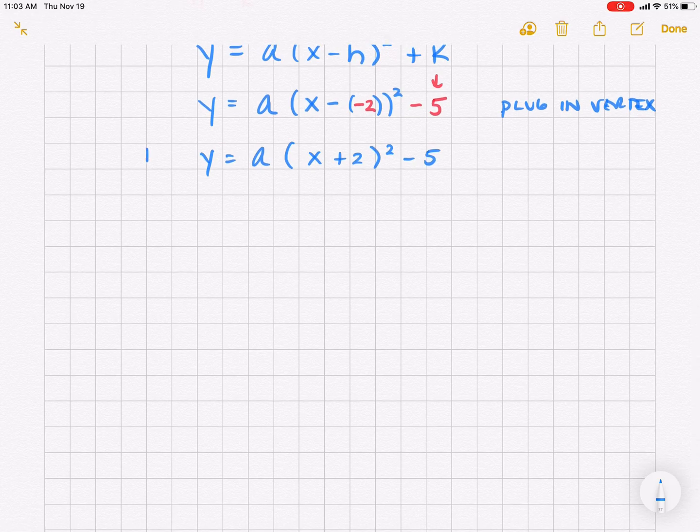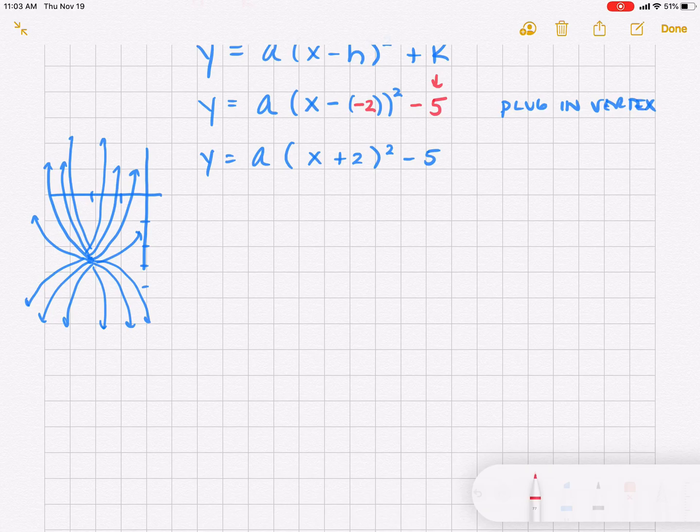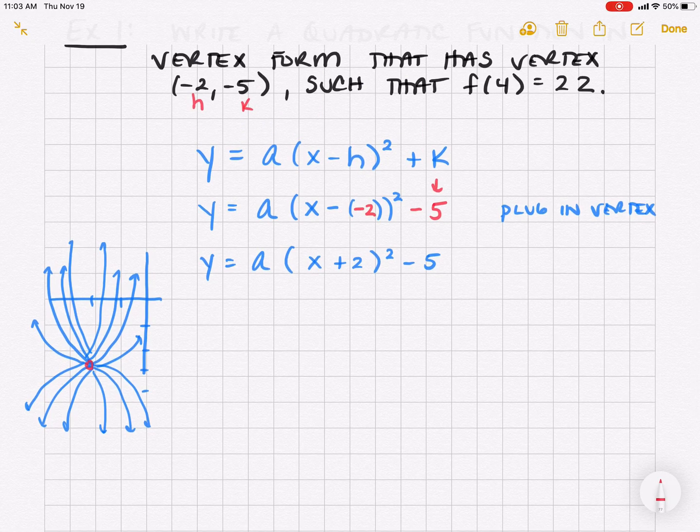Now I just want to illustrate over here. I'm going to sketch a parabola that has a vertex at -2, -5. Okay, let's just suppose this was -2, -5. How many parabolas have a vertex at -2, -5, right? I'm just going to start sketching out a few parabolas and hoping that you can eventually answer, when I ask the question again, how many parabolas have a vertex at -2, -5? The answer is there's an infinite number of parabolas. But how many parabolas have a vertex at -2, -5 and pass through the point (4, 22)?